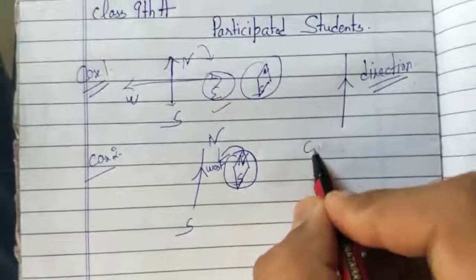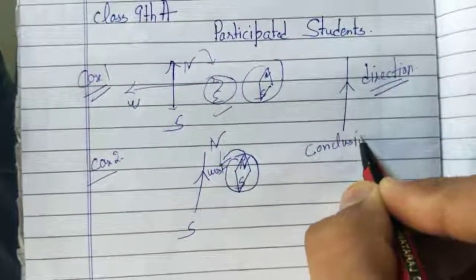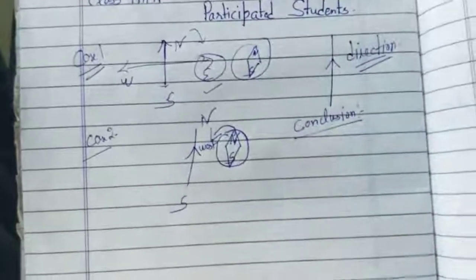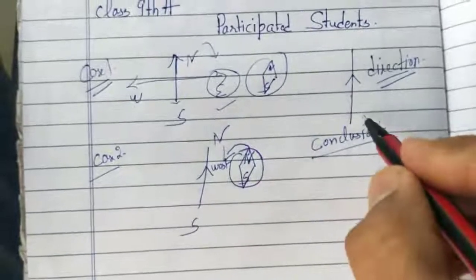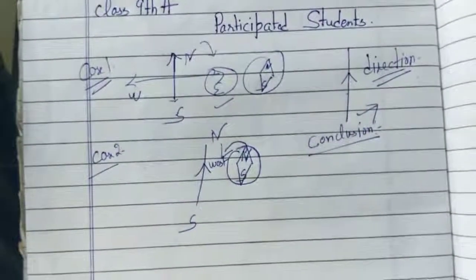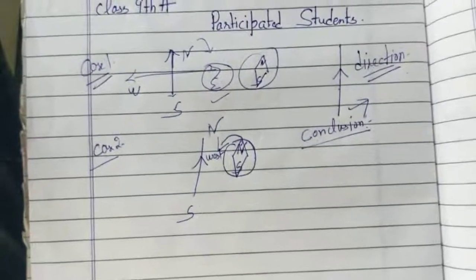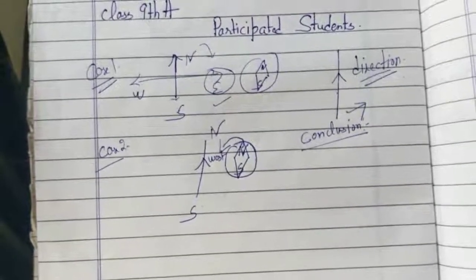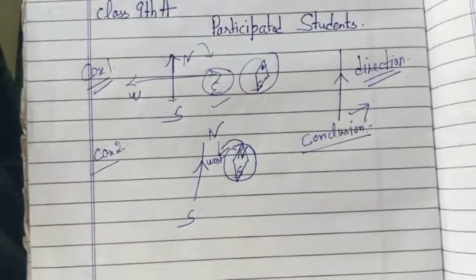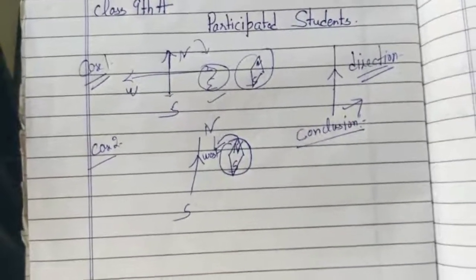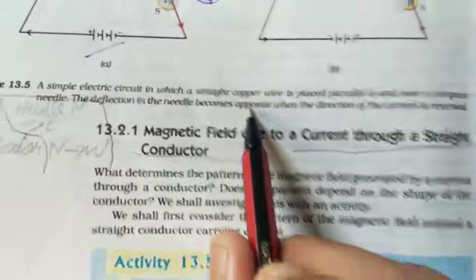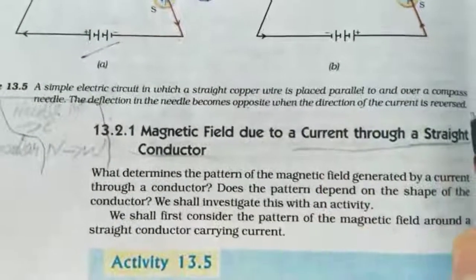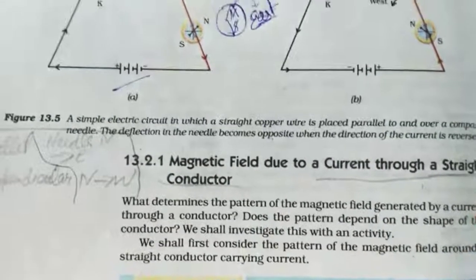So what is the conclusion? The conclusion is that if the current through a conductor is reversed, the direction of magnetic field will also get reversed. Means the direction of magnetic field around the wire is going to change when the direction of current through the conductor gets reversed. So this is the conclusion. The deflection in the needle becomes opposite when the direction of current is reversed. So this is a concept.